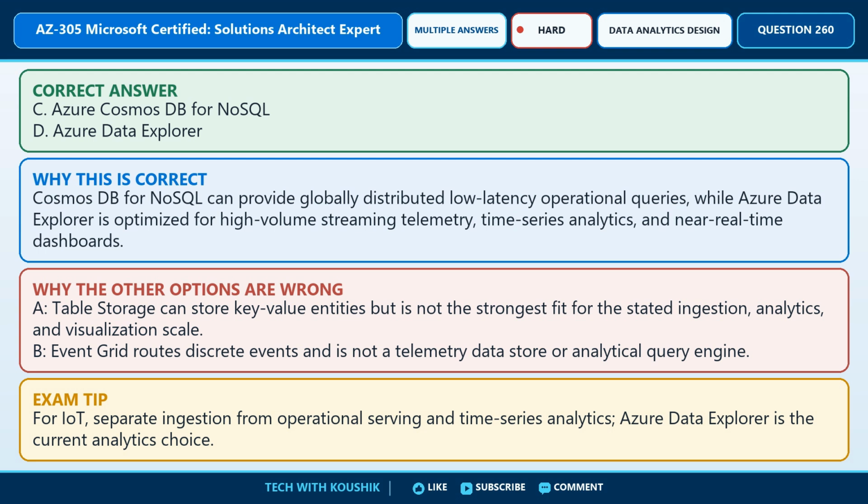Keep this examination point in mind. For IoT, separate ingestion from operational serving and time series analytics. Azure Data Explorer is the current analytics choice.